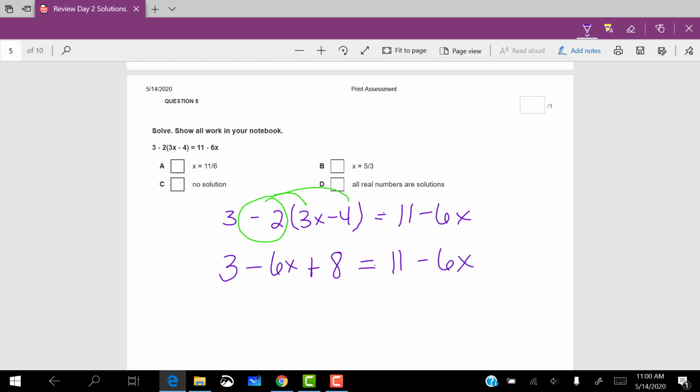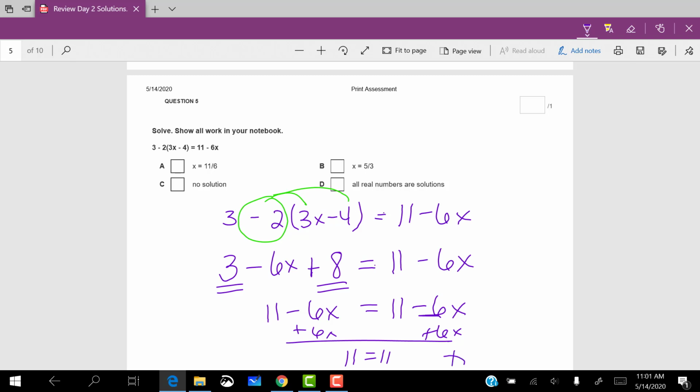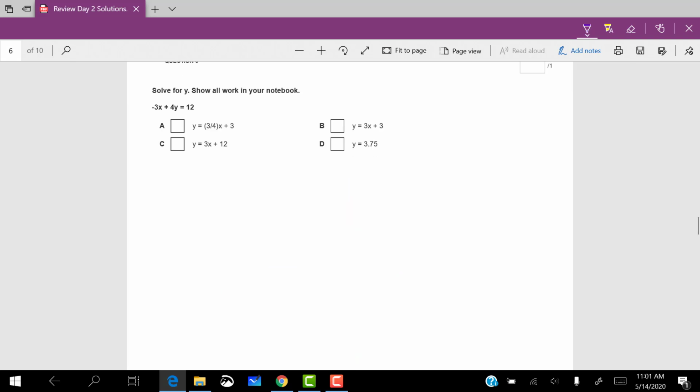Now I have like terms on this side. I've got a 3 and an 8. When I add those together, I get 11. So I've got 11 minus 6x equals 11 minus 6x. Now notice that's the same thing on both sides. So no matter what I plug in for x, it's going to be true all the time. I could also just see that by adding 6x to both sides, and then I've got 11 equals 11. That is true, so that means that all real numbers, anything I plug in, is going to make this equation work.